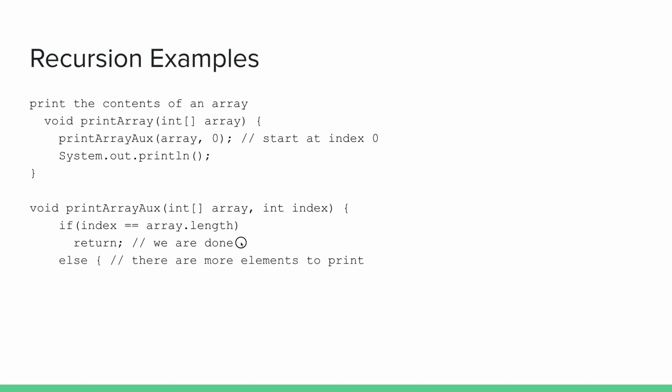But otherwise, we print the array at index, which in the first case was 0. Then we call the same function recursively, this time with the same array, except with index plus 1. So if index was 0, now it's 1, then 2, then 3. It will eventually reach array.length. Okay, this is how we can do that.